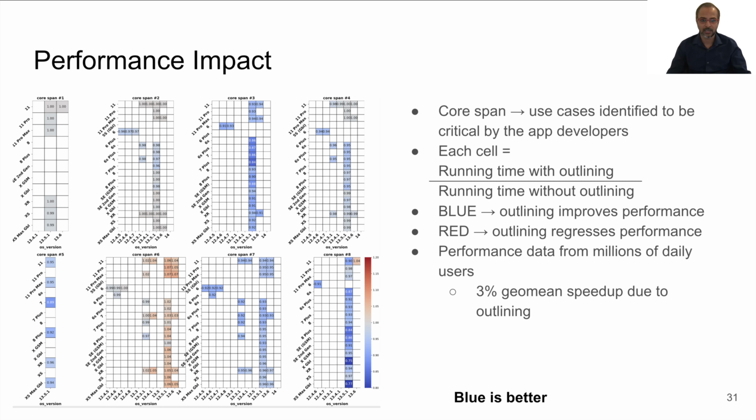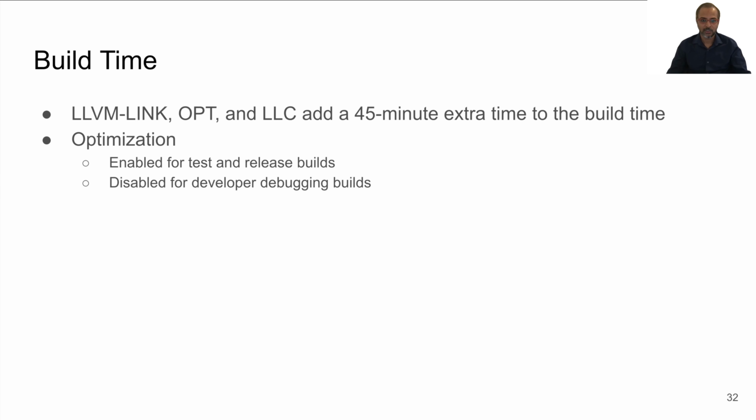Bluish color indicates that our optimizations had a positive effect on the running time, and the reddish color indicates that it had a negative effect. In almost all cases, we had either no effect or a positive effect with minimal red cells. On average, from millions of data points, we observed a 3% performance improvement as a result of our optimizations. Our optimizations introduced an extra 45 minutes to the build time. Since we did not want to impact our developer local build times, we excluded this optimization from developer debugging builds, but only enabled it for testing and release builds.